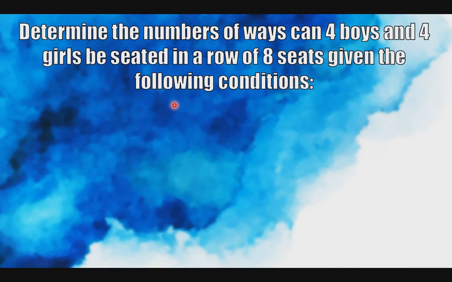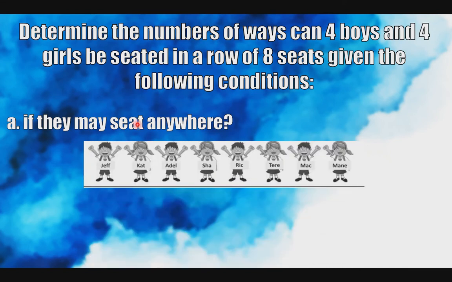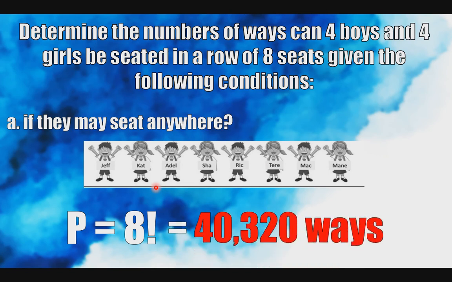Next, determine the number of ways can 4 boys and 4 girls be seated in a row of 8 seats given the following conditions: if they may sit anywhere. So, dito meron tayong 4 boys and 4 girls. So, since lahat naman dito ay pwedeng umupo kahit saan, ang n natin dito is 8, ang r natin dito is 8. So, 8 factorial lang ang sagot, which is equal to 40,320 ways. Next.